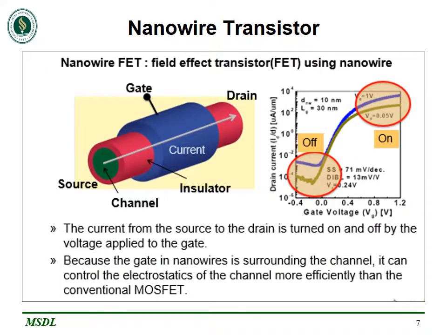A nanowire FET is shown in the figure here. It consists of a gate, drain, source, channel and an insulator. The current from the source to drain is turned on and off by the voltage applied to the gate. Because the gate in the nanowire surrounds the channel, it controls the electrostatics of the channel more efficiently than the conventional MOSFET, and because of this the off leakage current is reduced on a larger scale.